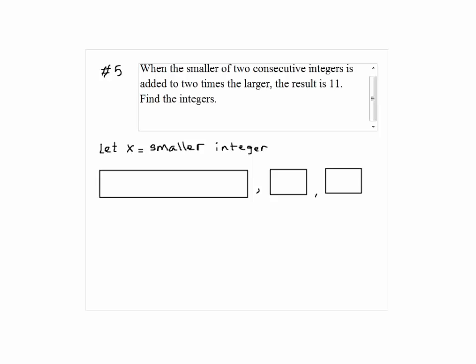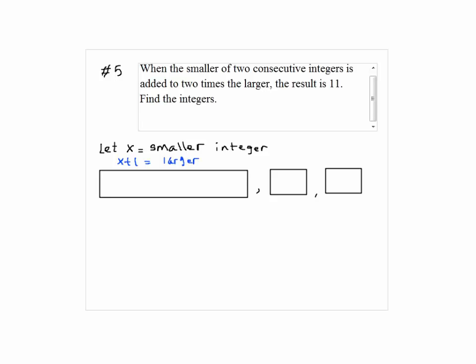So here it says when the smaller of two consecutive integers, the smaller one is x, the larger one then would be one more than that. That would be the larger one. So x plus 1 would be the larger one.